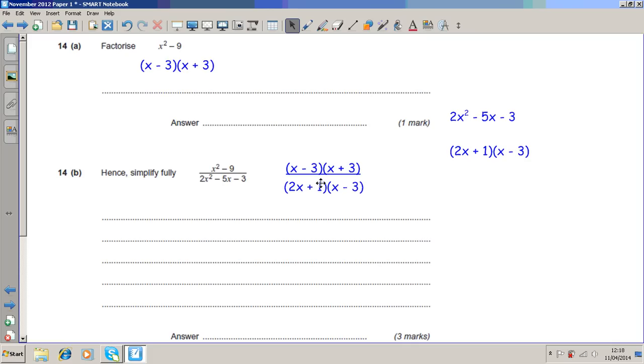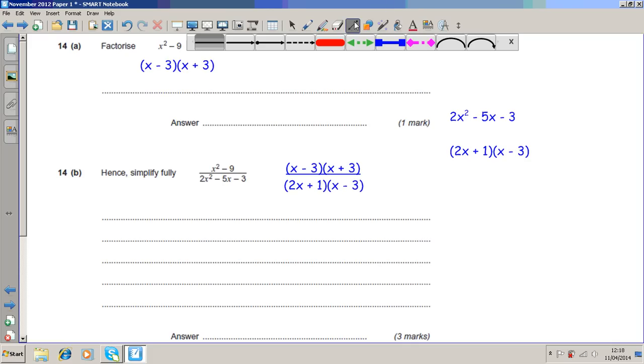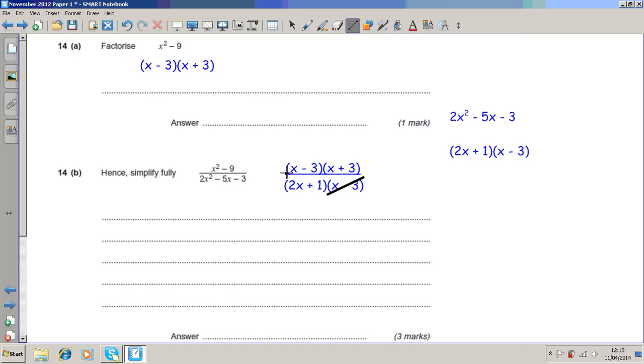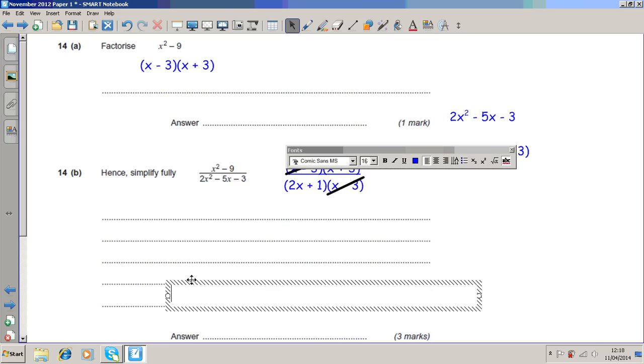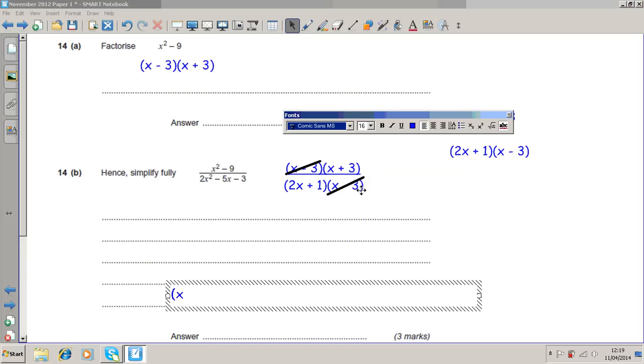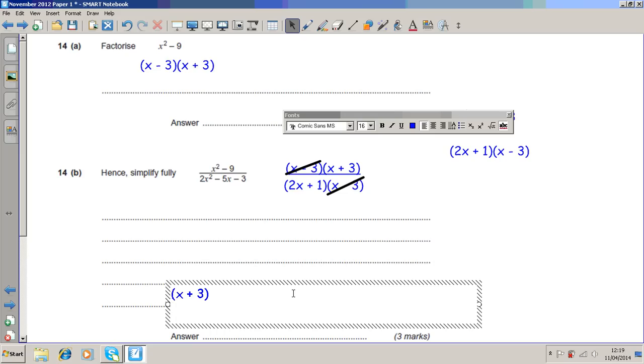So we can factorise both of them. And then once we've factorised them, we can cancel off things that are the same. So that there and that there are the same. And we're left with our answer, which will be, underlined no doubt, x plus 3 over 2x plus 1.